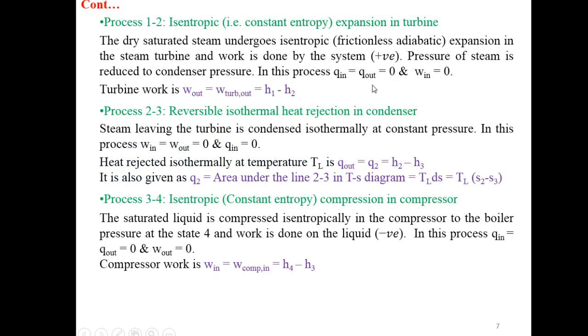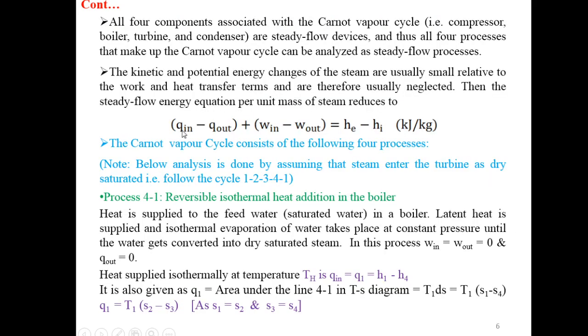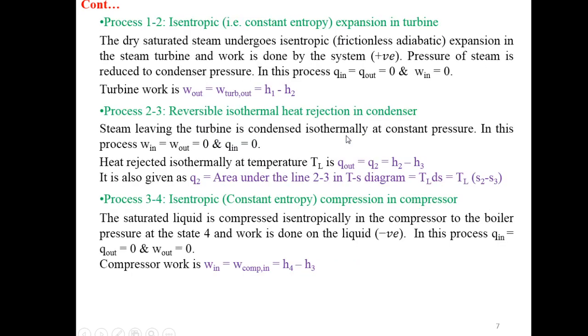So the turbine work will be, if we apply the condition Q in, Q out 0 and W in 0, then we have minus W out is equal to the H associated with the exit steam minus the H associated with the inlet steam. So this will be H2 minus H1. So minus W out is equal to H2 minus H1. So W out will be equal to H1 minus H2. This is the turbine work.